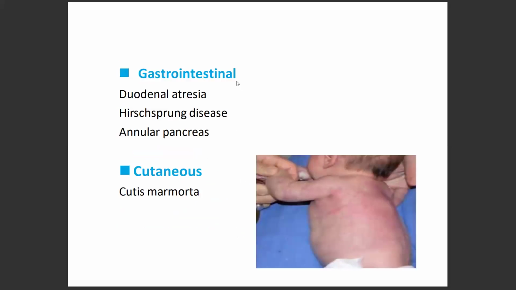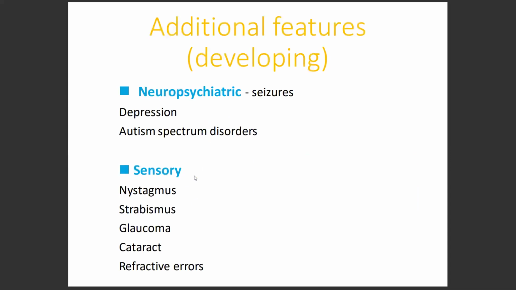Then we have the gastrointestinal symptoms like duodenal atresia, Hirschsprung's disease, annular pancreas, and in the cutaneous system, we have cutis marmorata. Then additional features like neuropsychiatric ones such as seizures, depression, autism spectrum disorders, and the sensory ones like nystagmus, strabismus, glaucoma, cataract and refractive error. So these are the associated clinical features of the Down syndrome child.